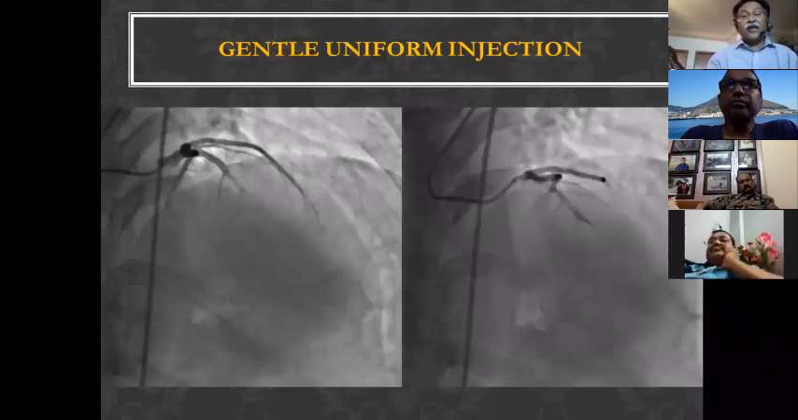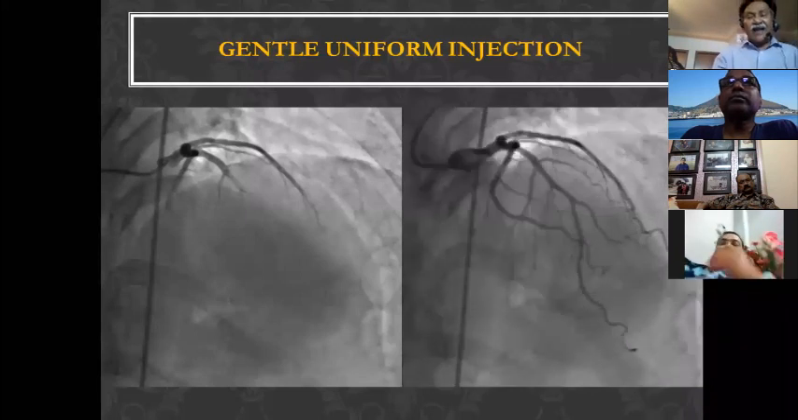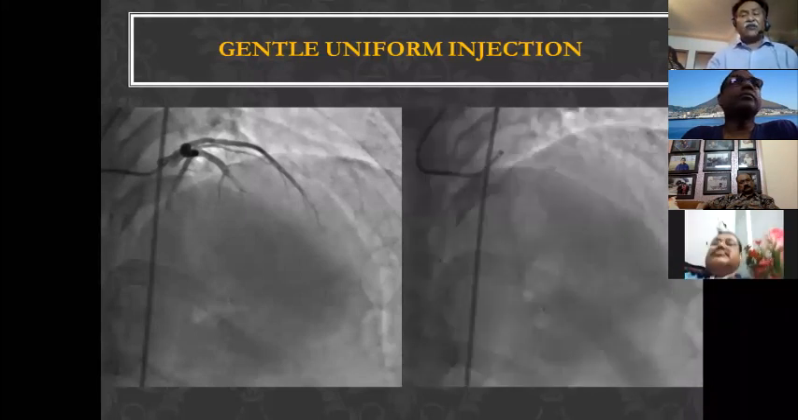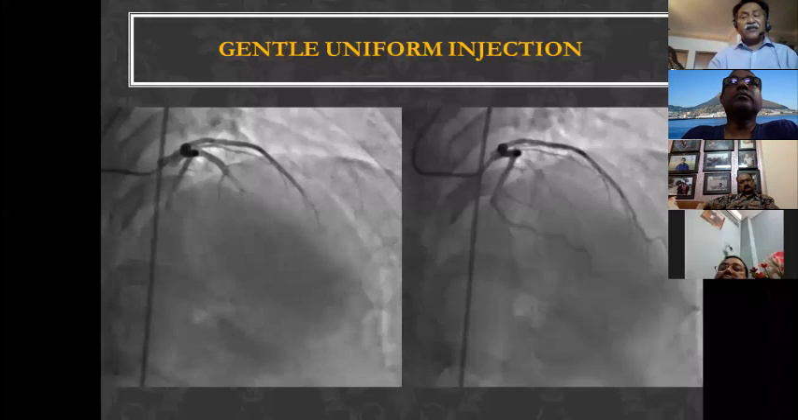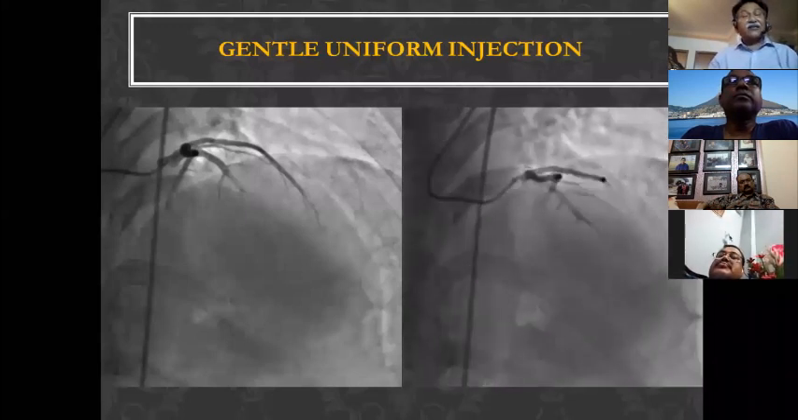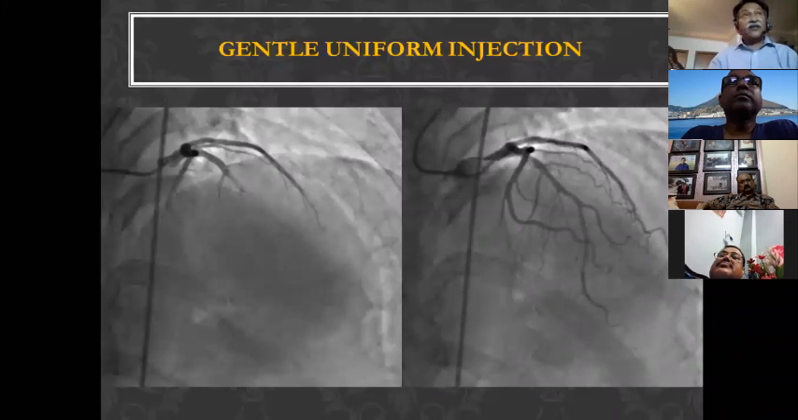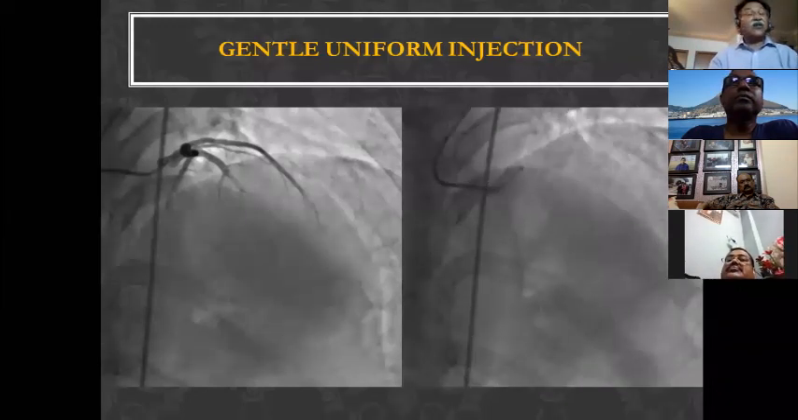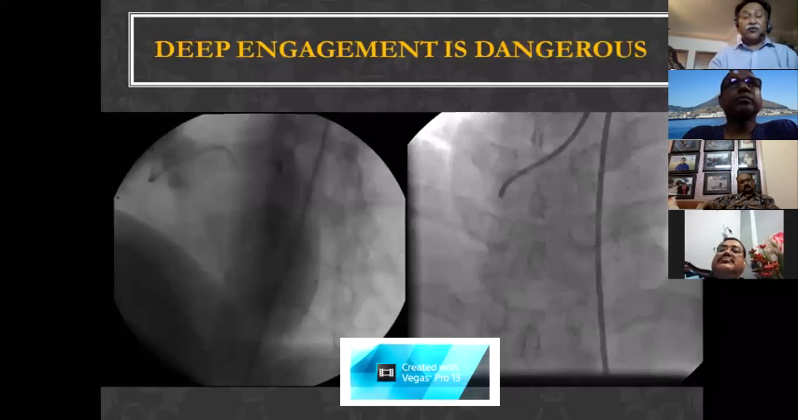It usually happens in a dilated patient where the catheter is not properly coaxially placed. In that case, it happens, and mostly in the radial approach, it is a regular phenomenon, because in the radial approach the catheter is not stable like the femoral approach.